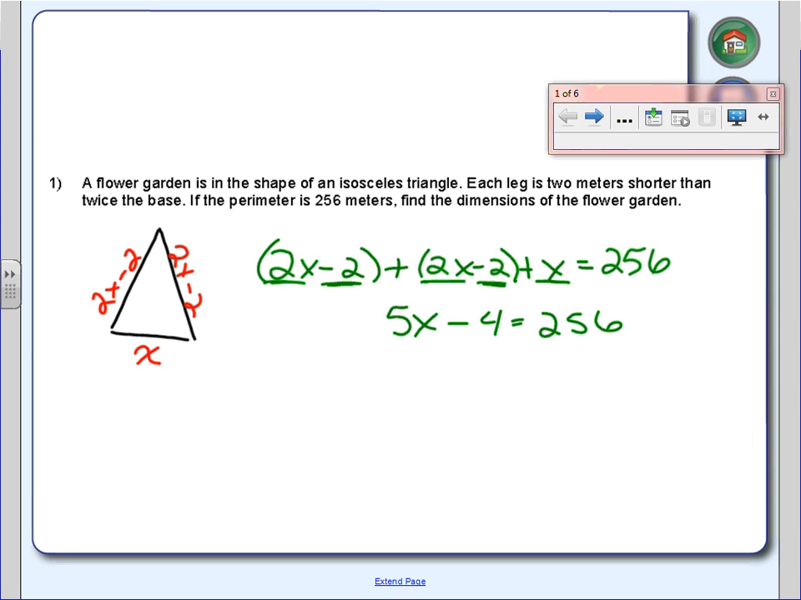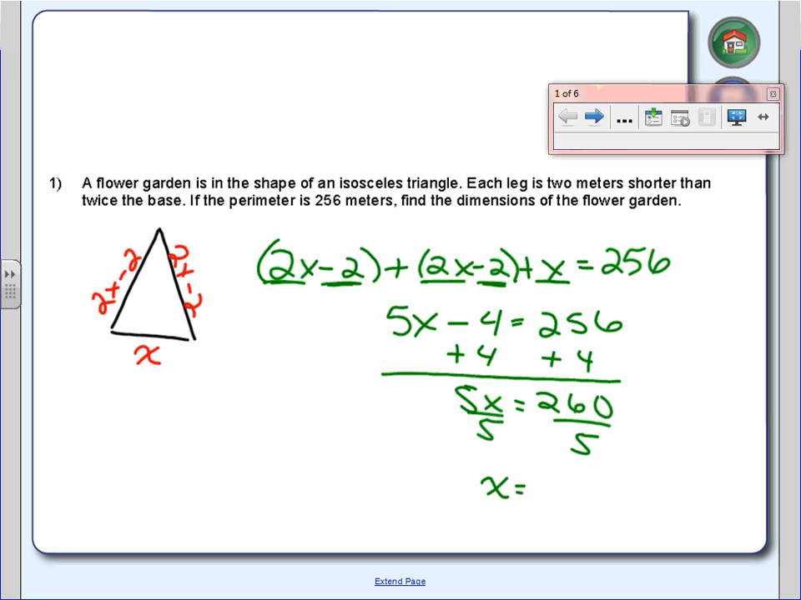Now we're solving for x. Add 4. 256 plus 4 is 260. Divide by 5. Help me out there. 260 divided by 5 is 52. x equals 52.